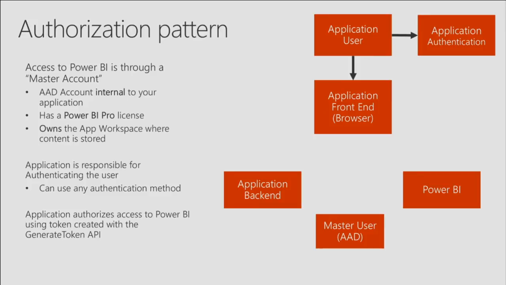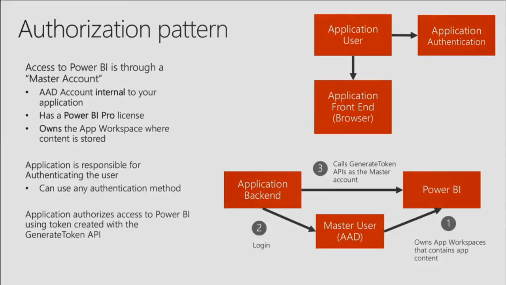We'll start by having a Power BI master user here at the bottom of the slide. What we're going to do is have the master user own the application content. I showed you that in the demo. The second thing is that the application backend logs in as that master user. Then the application backend calls an API called generate token, or if the content is in a group, generate token in group, as the master user account. That token says that a person with this token can access a specific piece of content for a specific amount of time. And then they can go and access it.